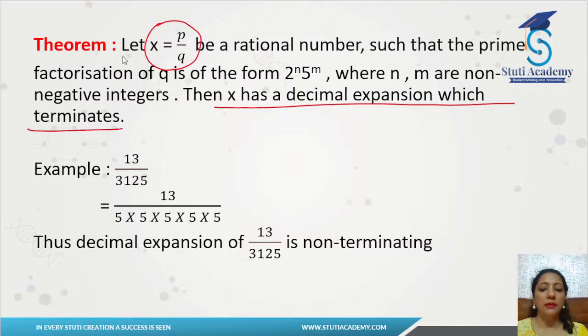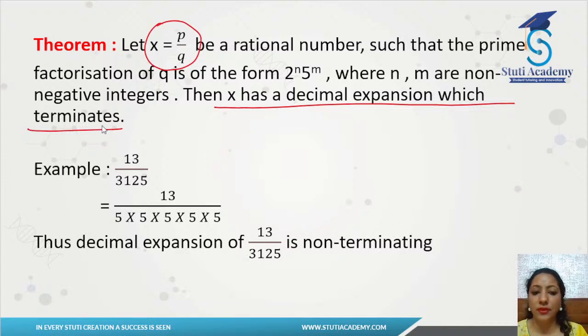I'm repeating the entire thing again. If we have a rational number, it's written in p by q form, and we take this q, that's the denominator, and we prime factorize the same. If we get the prime factors in the form of 2 raised n, 5 raised m, where n and m are non-negative integers. This means that if we get the prime factors of q as 2 or 5 or both and nothing else except that, then we can say that x has a decimal expansion which terminates.